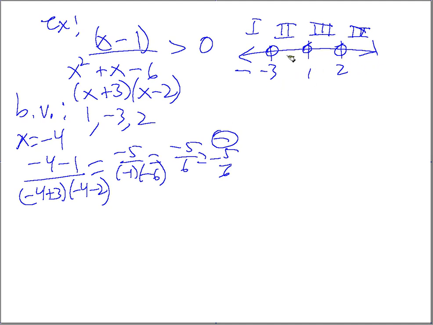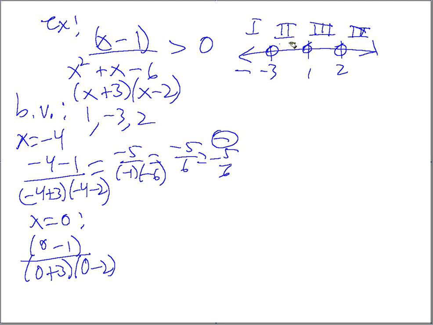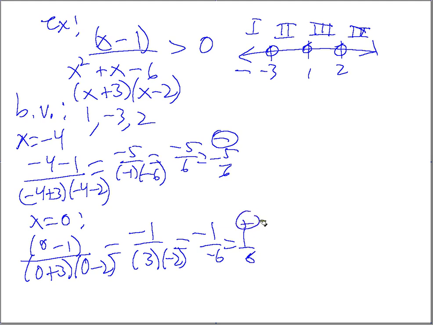I'm not going to test the others. So give me a number in the second region. What's between -3 and 1? How about 0? Let's pick 0 for x for the second region. Let's plug it in. So we're going to get 0 minus 1 over 0 plus 3, and 0 minus 2. That's going to be negative 1 over 3 times negative 2, negative 1 over negative 6, which is a positive number, positive 1, 6, so plus here.